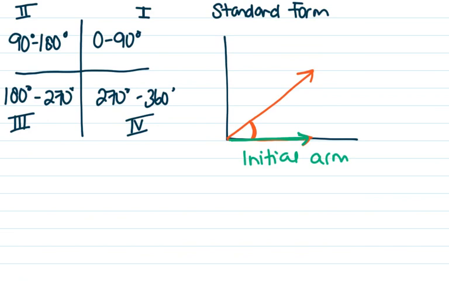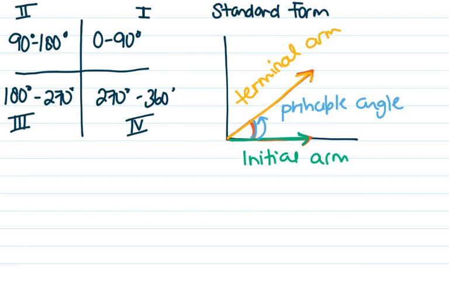That's where we begin. This other arm is called the terminal arm. So the initial arm is where the angle begins, and the terminal arm is where the angle ends. The angle between the initial arm and the terminal arm, this angle here, is called the principal angle. And this principal angle is usually referred to as theta, angle theta.